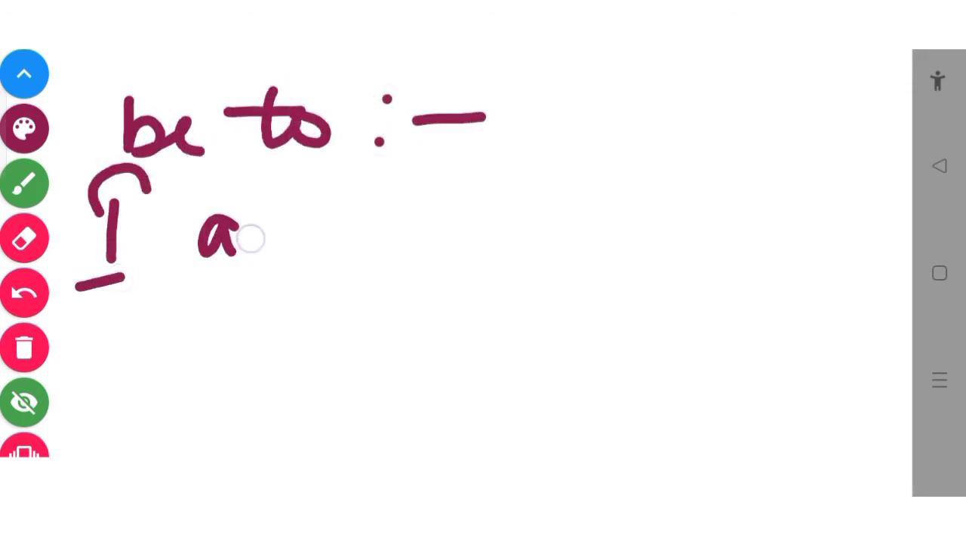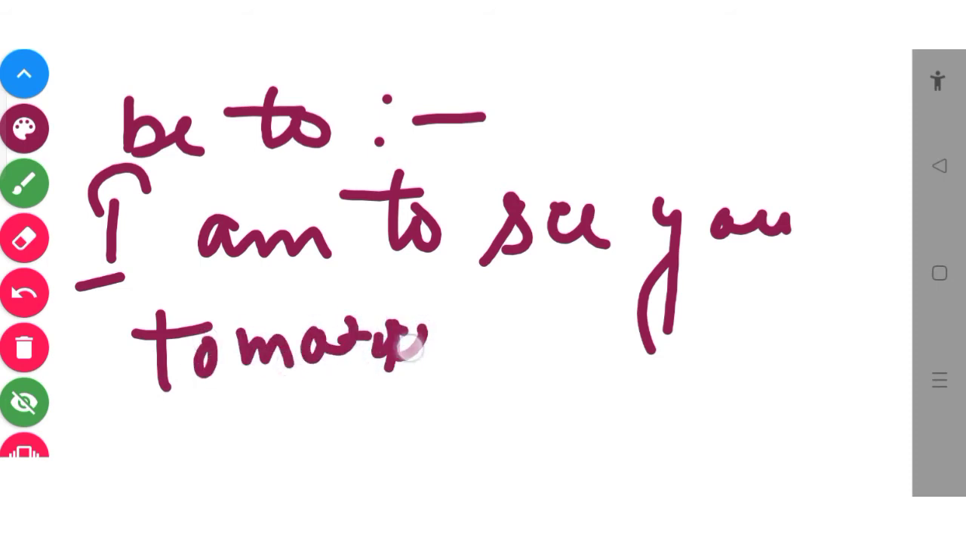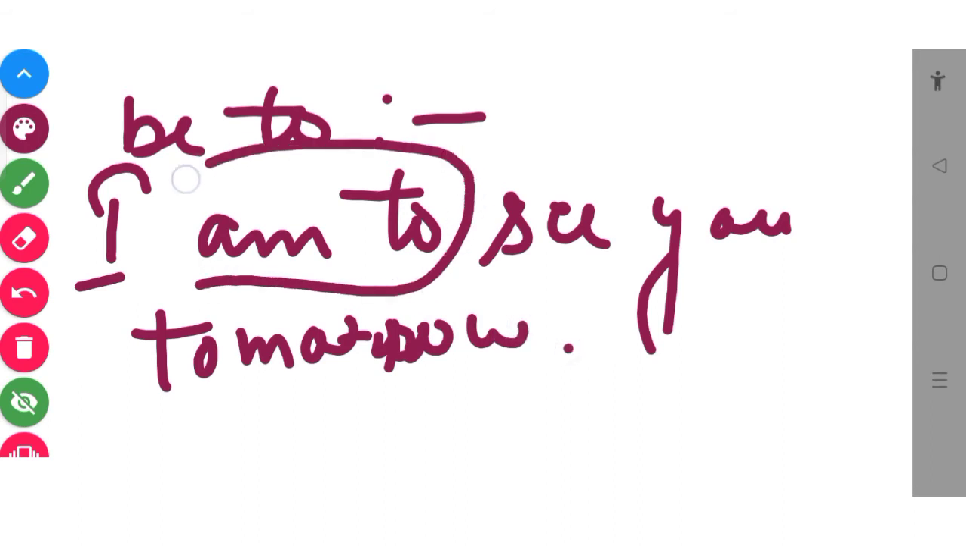Or if I say be and to combination, how can I use that one? Like for example, if I am saying "I am to see you tomorrow," or "I am to see him tomorrow," means to say "I am going to see him tomorrow." That is one and the same thing. "I am to" or "I am going to" is the informal way we can say.